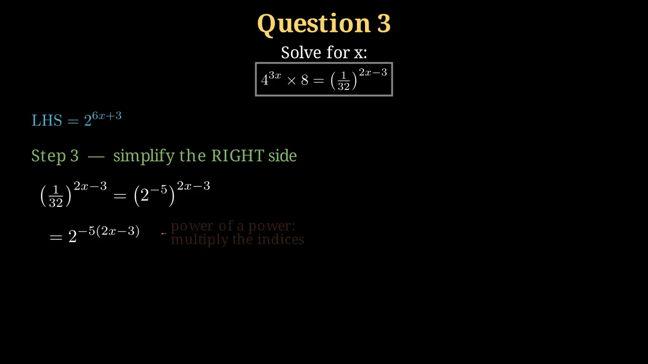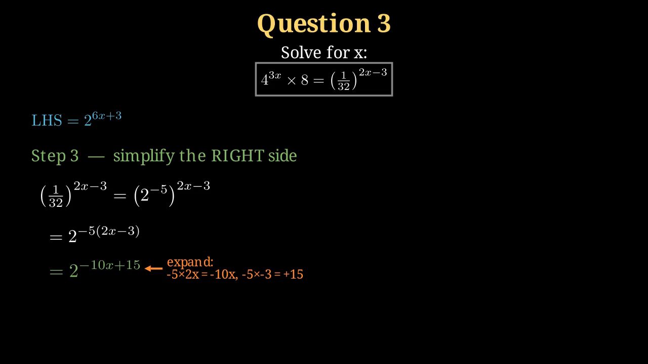Again, a power of a power. Multiply the indices. So the index is negative 5 times the bracket 2x minus 3. Now expand the bracket. Negative 5 times 2x is negative 10x, and negative 5 times negative 3 is plus 15. So the right side is 2 to the negative 10x plus 15.